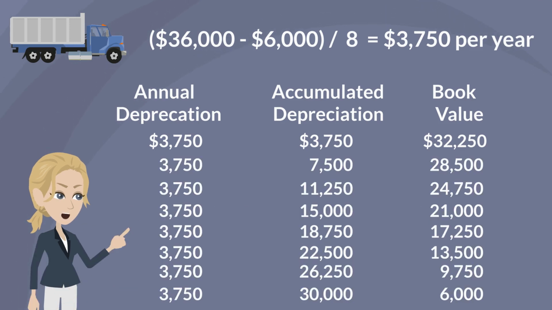It is important to note, depreciation expense is the same amount each year. In this example, it's $3,750. Accumulated depreciation will increase and the book value will decrease by this amount each year. Lastly, the book value at the end of the useful life is equal to the salvage value, which is $6,000.